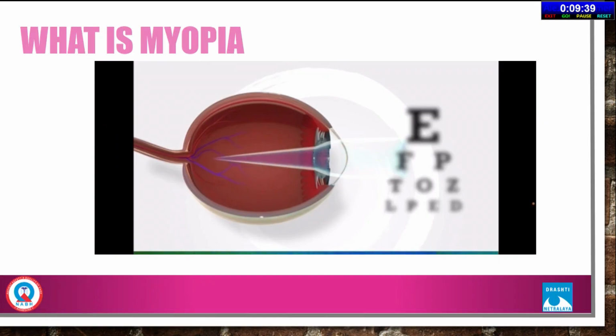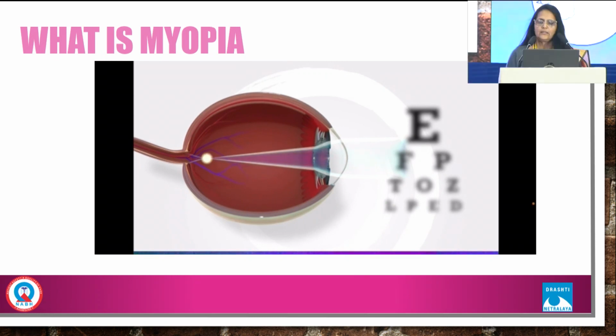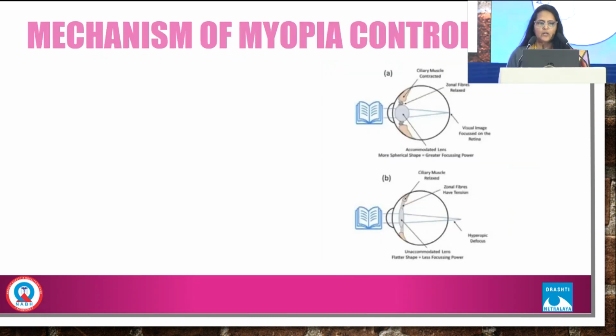I am speaking on optical intervention for retardation of myopia progression. If you look at what is myopia, everybody sitting here knows what is myopia. When the eye is at accommodation rest, it focuses on the retina, but if it doesn't, because of elongation of the ball, there can be blurred vision, and that is what we call myopia.